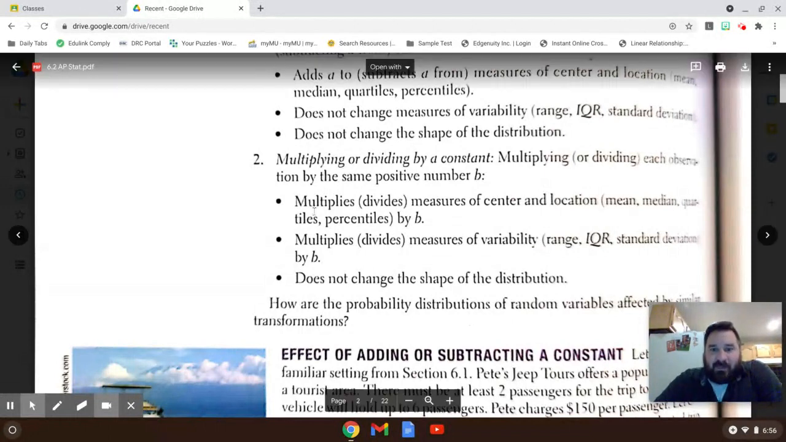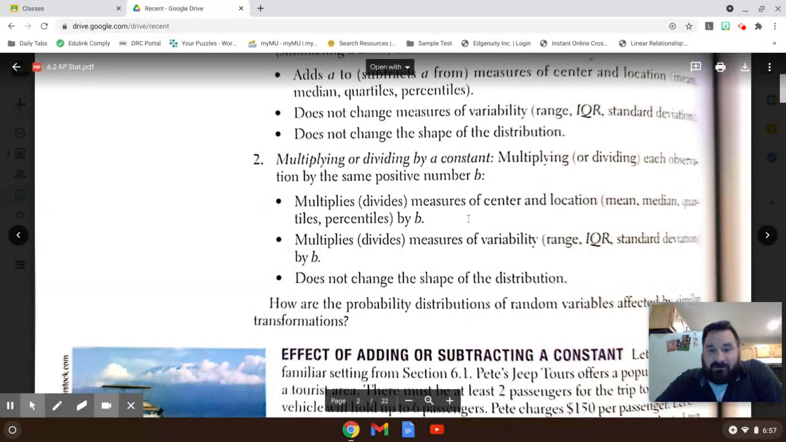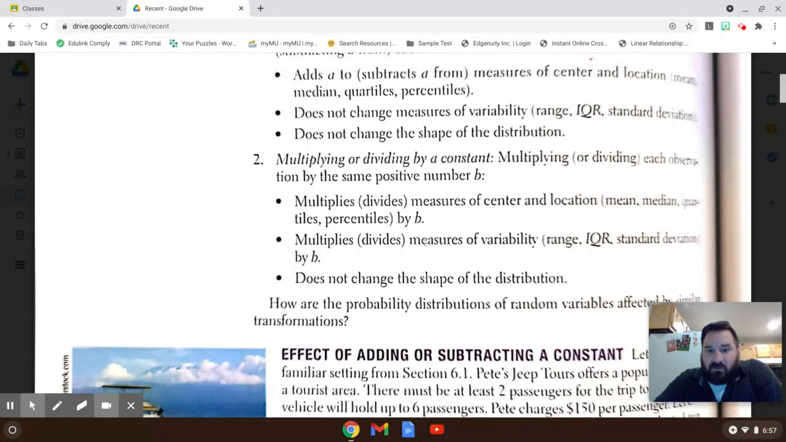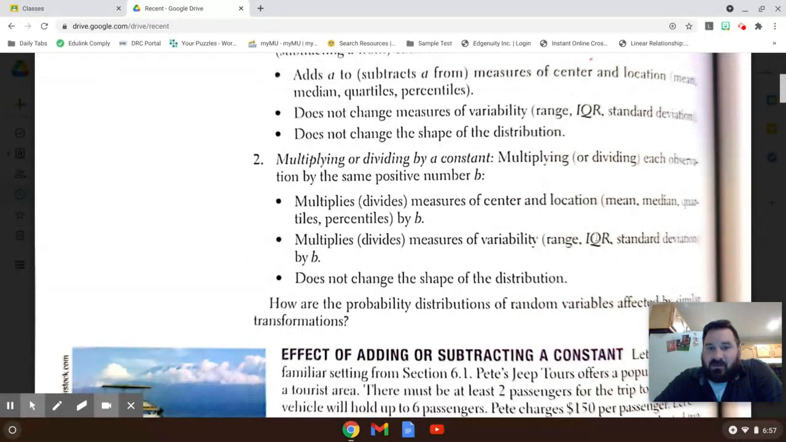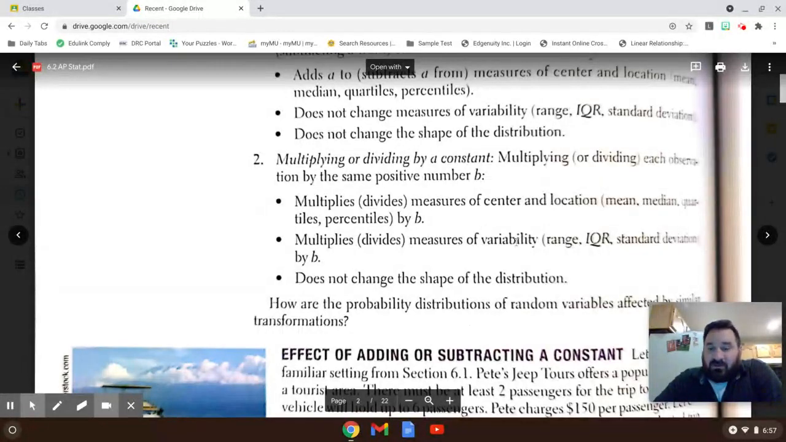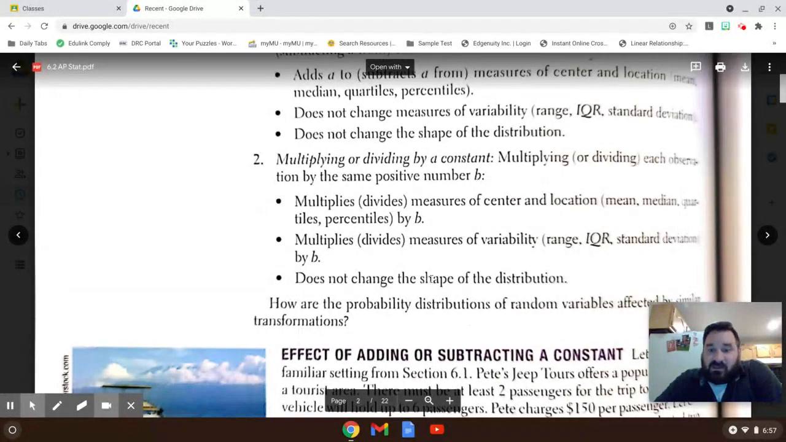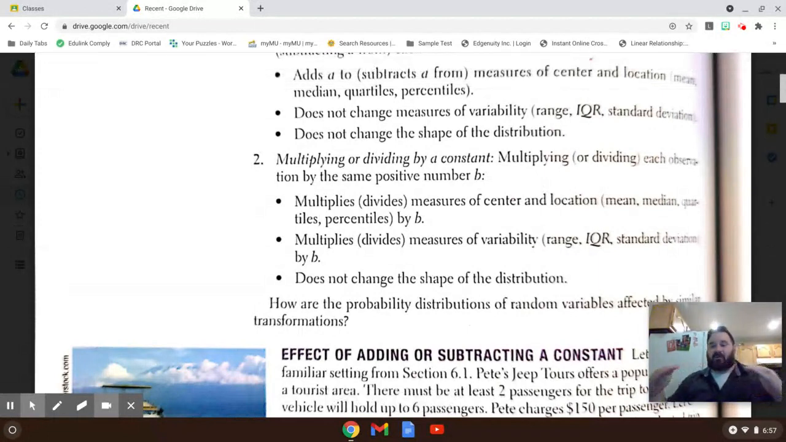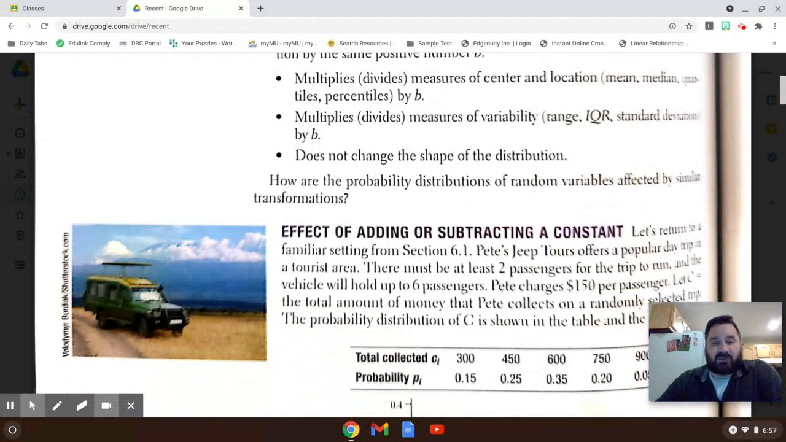And all it does, if you're multiplying or dividing by a number, you multiply that by your measure of center. Okay, the mean, median, mode, you just multiply it by that number. For your measures of variability, okay, you multiply or divide it by that number. So the measures of variability do change, okay? And we're going to do examples with this. But it still does not change the shape. It kind of spreads it out more. It stretches it, but it doesn't change the overall shape. If it were symmetric and two-peaked, it's still going to have that.